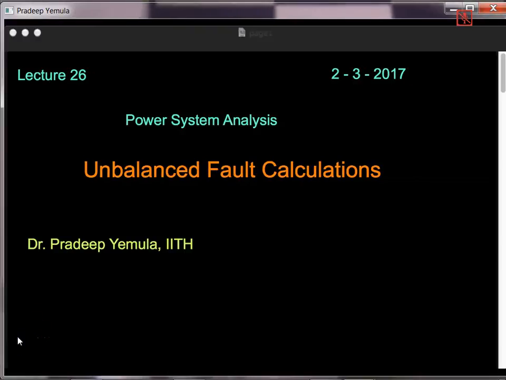Yeah. So let's start with the fault calculations. If any power system network is given and the fault is an unbalanced fault, how do we calculate the fault currents? That is today's objective. What we have learnt so far will be useful in today's class.